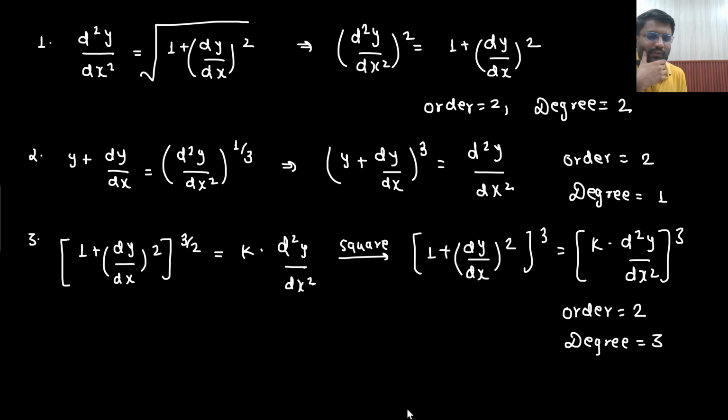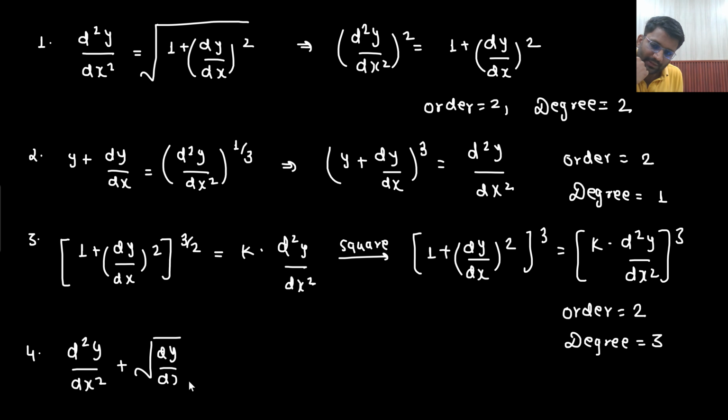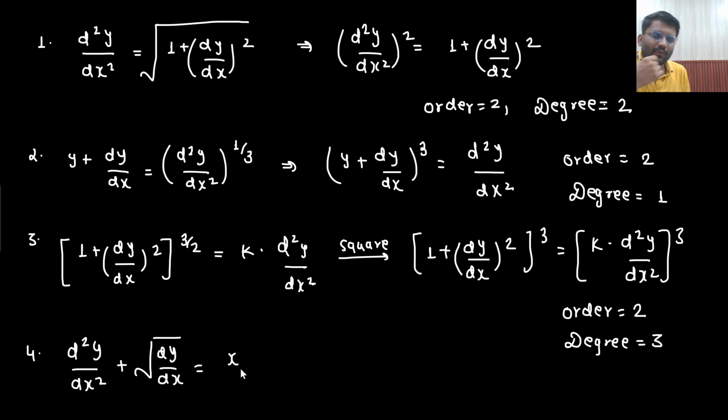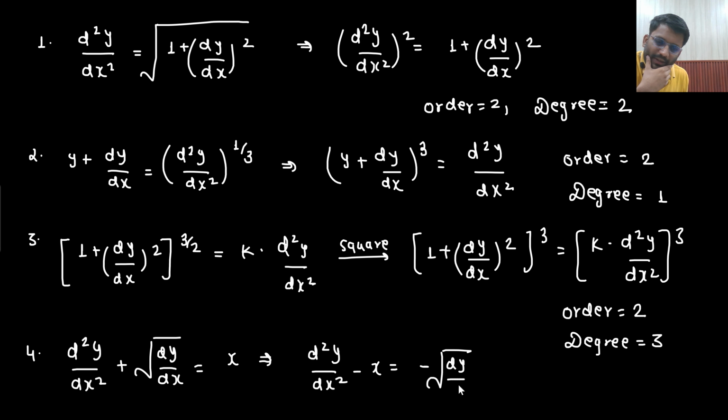Fourth. In the fourth one, what you will do? d2y by dx2 plus under root dy by dx would be equals to x. What is your target? Your target is to remove the under root in the simplest possible way. What do you think? What you need to do? Sir, if I had been at your place, what I would have done is that I would have made d2y by dx2 minus x equals to minus under root dy by dx. Now on both of the side, I will take the square. Now if I do the square on both of the side, then my job will be done.